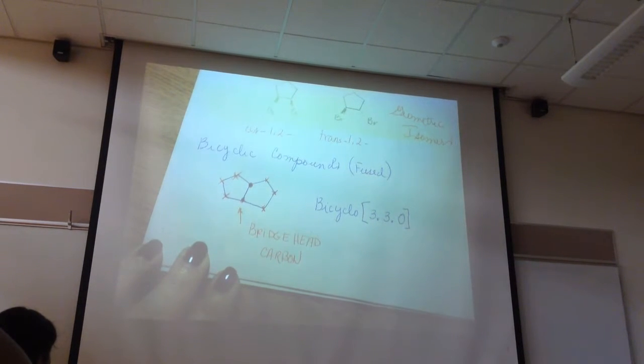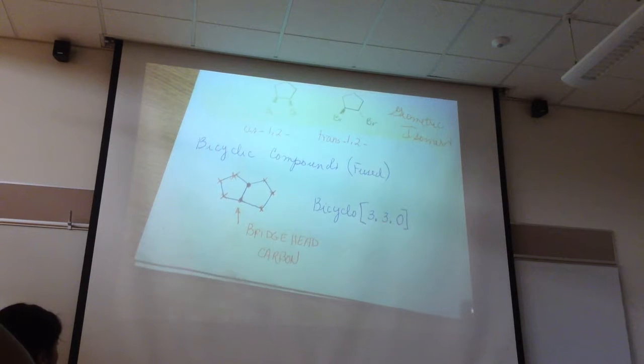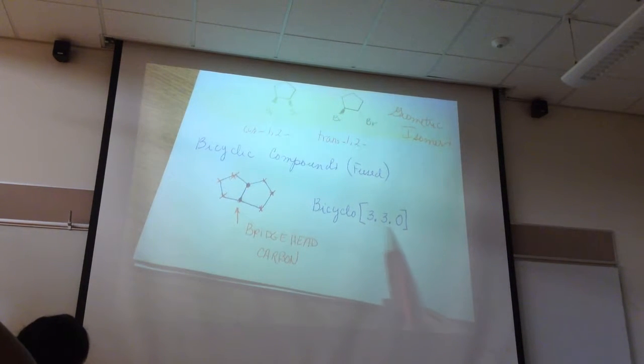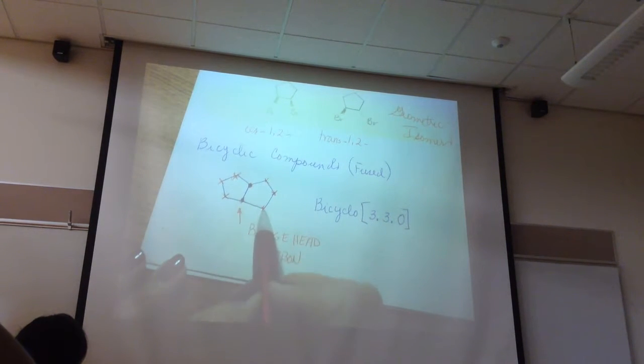And so this compound is going to be called bicyclo 330, and then the total number of carbons. Well, there are 6 already and 2 more, but you know that there were 5, 6, 7, 8, so this will be called a bicyclo 330 octane.